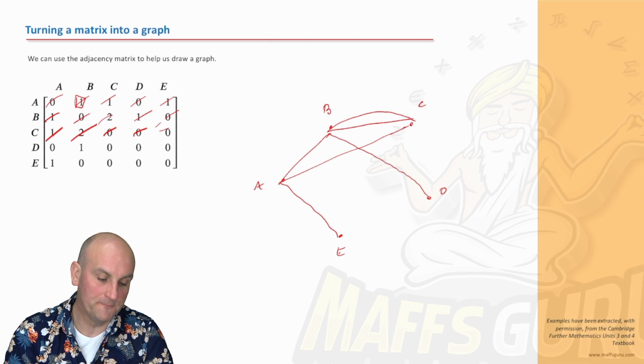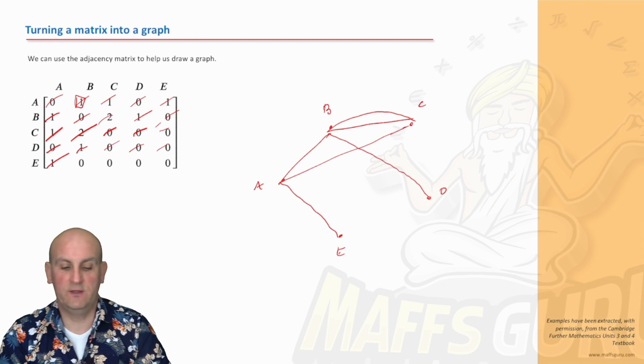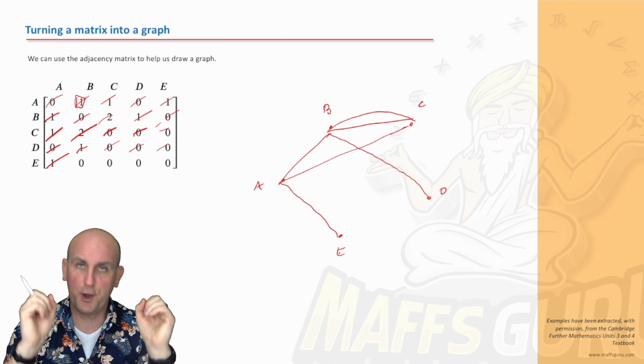Just step by step. D to A, no connection. Yep, we know that. D to B, 1 connection. We've already drawn it. There's no connections between D and any other nodes. We've got that. A to E, 1 connection. And again, there's no other connections. And ladies and gentlemen, ka-ching, I'm done. There is my graph from the diagram.